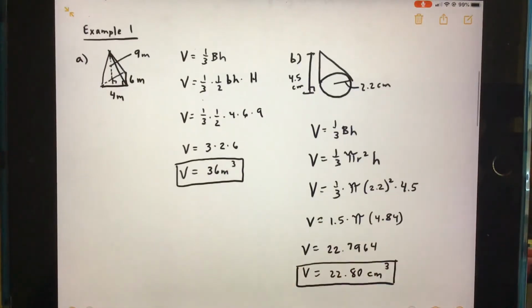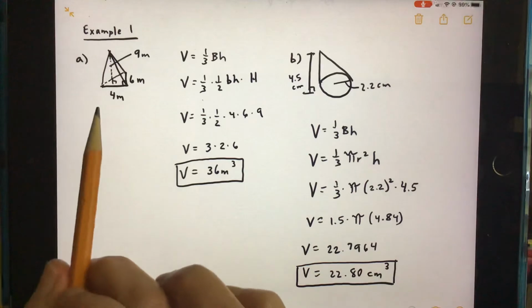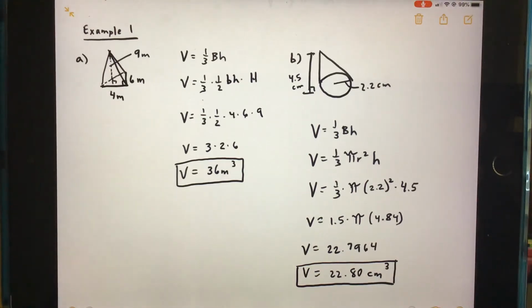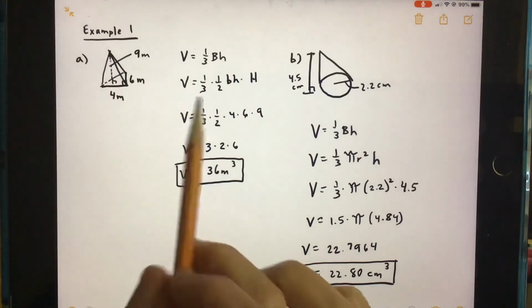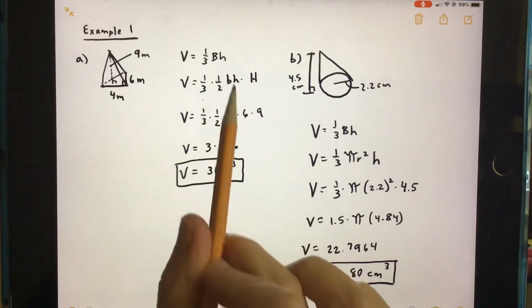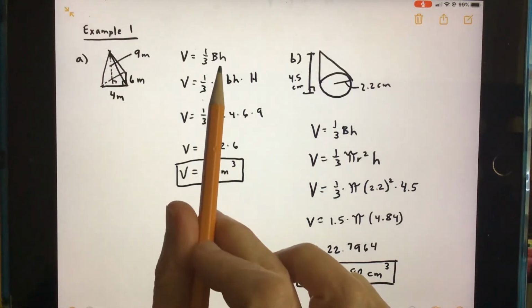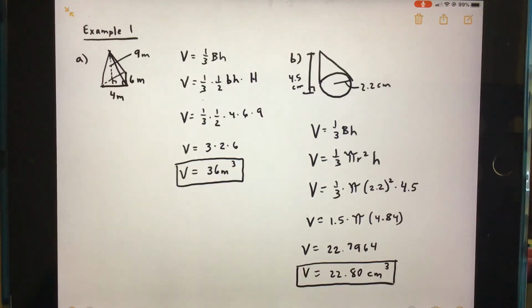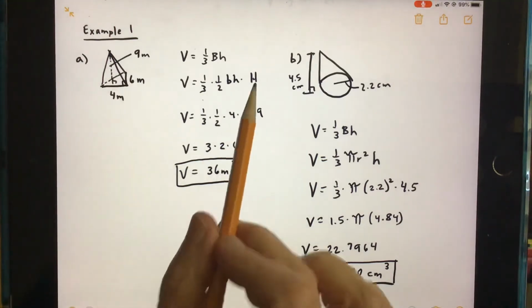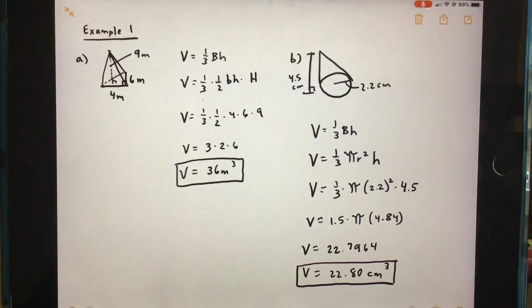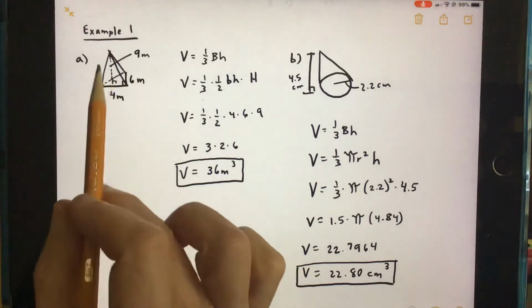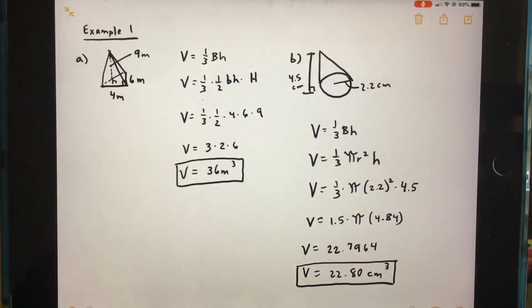So example 1 asks us to work out two different volumes. The first volume is the volume of this triangular pyramid. So the formula that we'll use, of course, will be 1/3 base times height. The base is a triangle, so we will find the area of the base of that triangle by using 1/2 base times height. And that little h, I'm going to rewrite as big H to distinguish it from the height of the triangle. So the big H will designate the distance between the point that it comes to and the base. And of course, that will be a perpendicular distance between the point at the top of the pyramid and the base at the bottom.